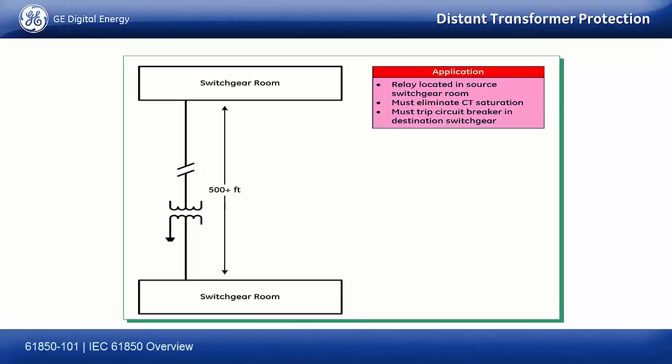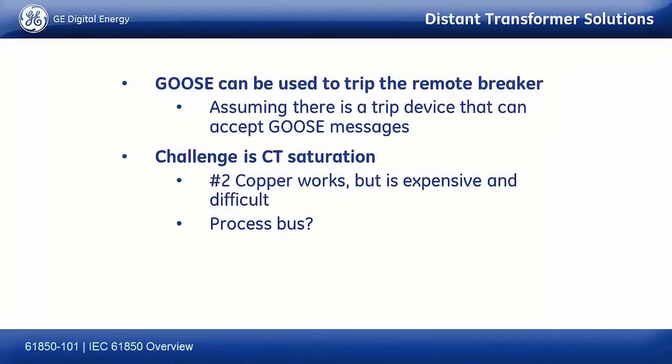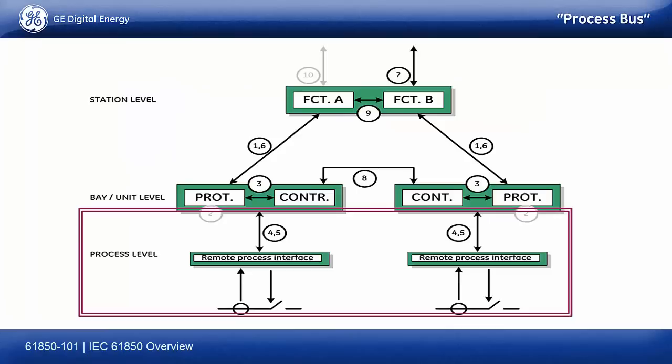With process bus, you can use GOOSE messaging to do this. It's pretty straightforward, assuming there's a trip device that can accept GOOSE messages. And the other challenge is CT saturation, right? I may have to run bigger than number 10 copper, like number 2 copper. It's expensive and difficult to use, but it does work. Process bus can do it.